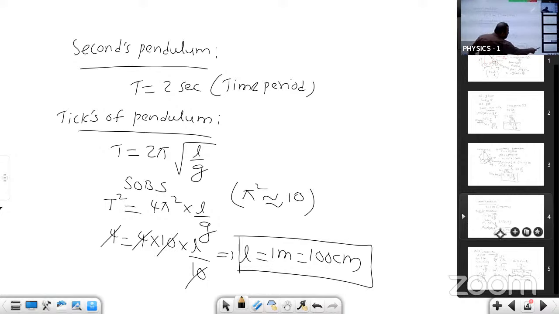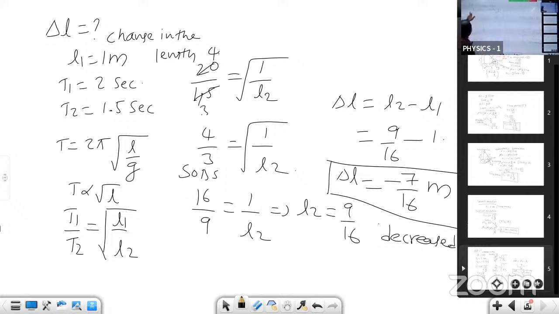What is the last case in this problem? Change in the length. Calculate the change in the length. What is the given data? Length of simple pendulum is 1 meter. Its time period changes from 2 seconds to 1.5 seconds. What is the change in the length? This is question number 3.